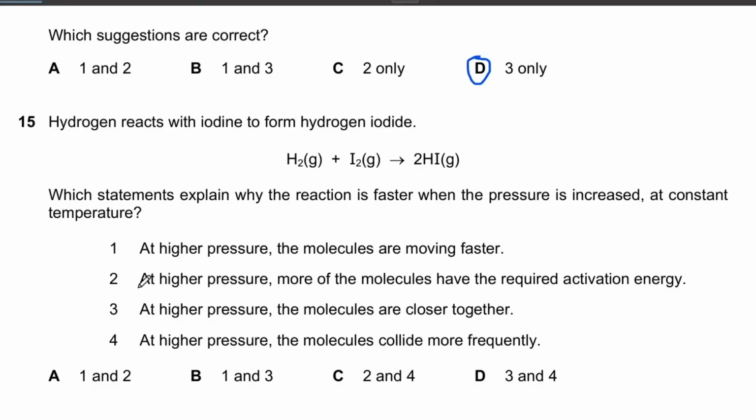That is also wrong. 3. At higher pressure, the molecules are closer together. That is correct. So when we increase pressure, particles come closer together. And 4. At higher pressure, the molecules collide more frequently. That is correct. So 3 and 4 are correct. Therefore, our answer is D, 3 and 4.